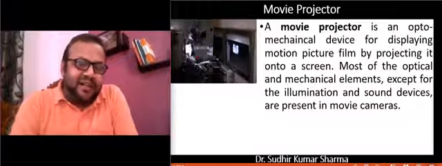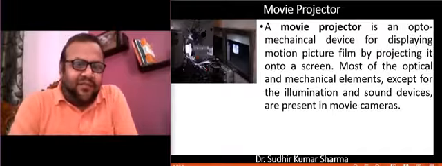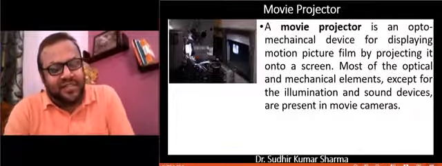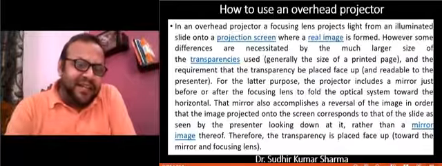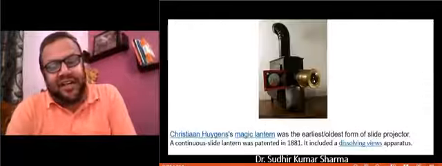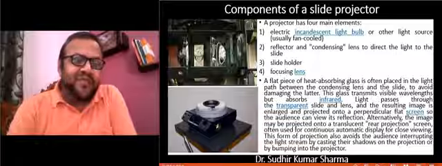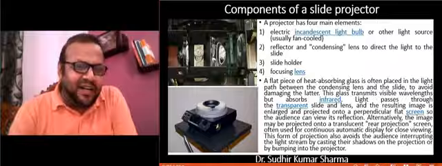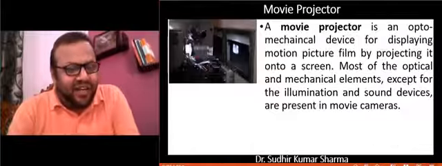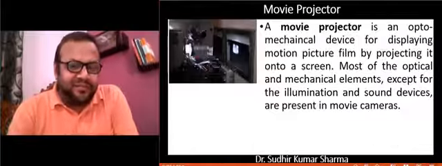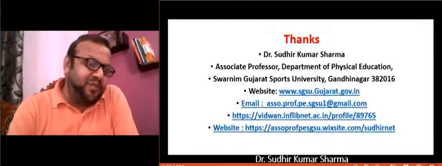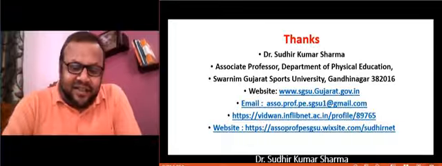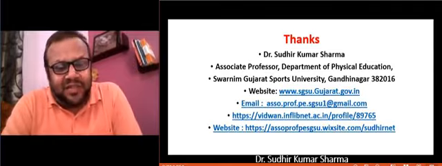Then what have we learned in this? We have seen an overhead projector, how it works, what it is. We have seen a magic lantern made by Christian Huygens and how the dissolving views are created. Then we have seen the components of a slide projector and a device folding component also. Then we have seen the movie projector. What is a movie projector all about?